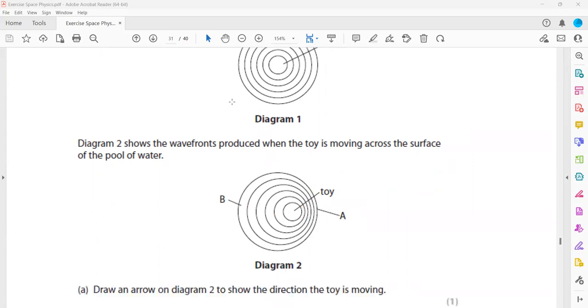So if a person is observing from A, what shift will he receive, a blue or a red? Blue shift. So he will experience a blue shift. And an observer at B, what will he observe? Red shift. So he will observe a red shift.